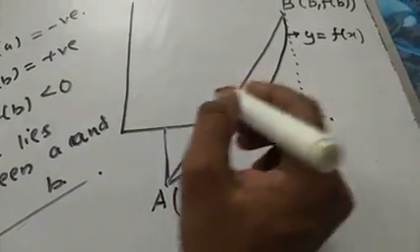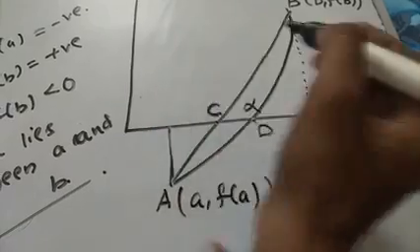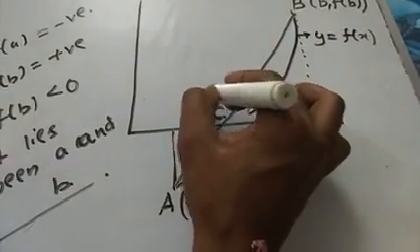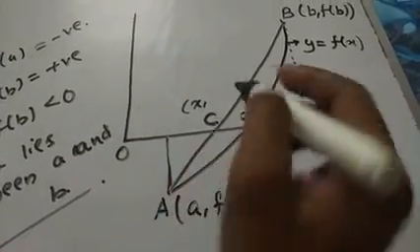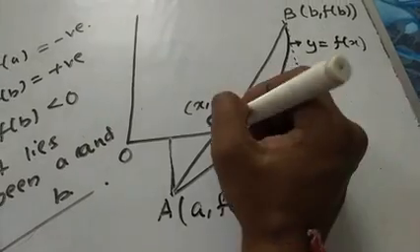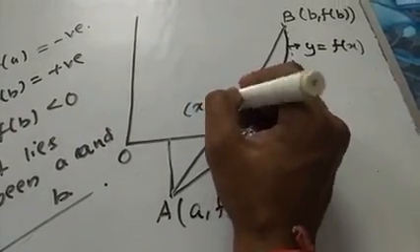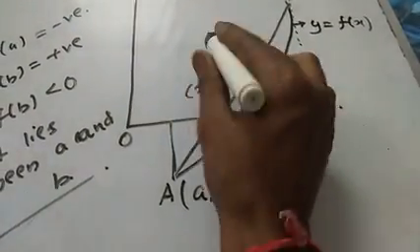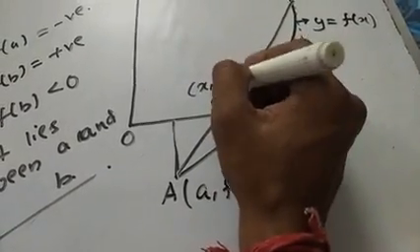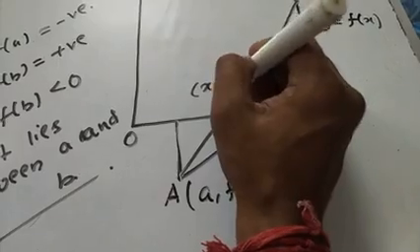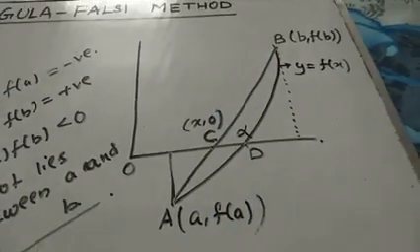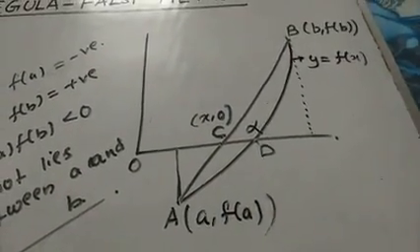Now what is the coordinate of this point? Let us assume that the distance from the origin to C is x, and for this point the y coordinate will be 0, because there is no height in y. So this is all about the pictorial.